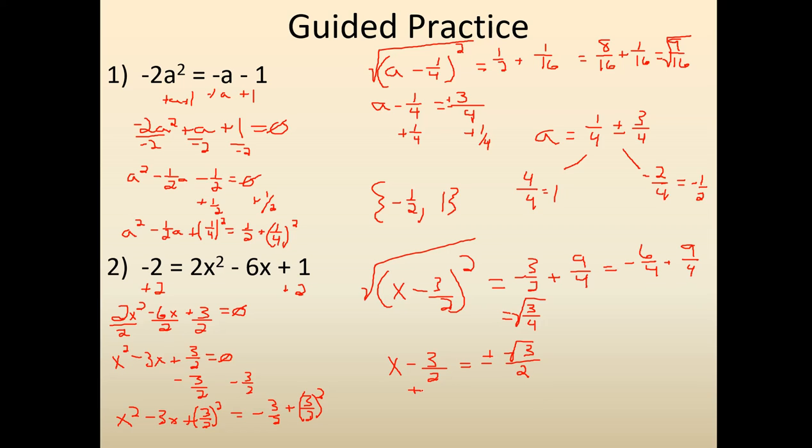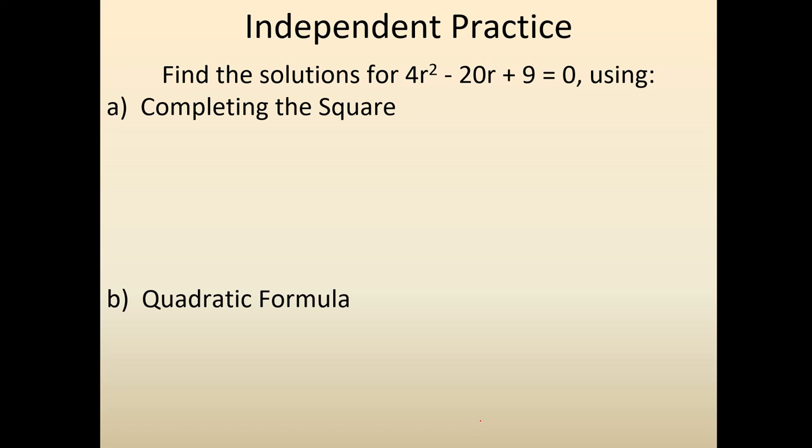From here, I can now add the 3 halves over to the other side. And my solution set will end up being 3 halves plus rad 3 over 2 and 3 halves minus rad 3 over 2. And that's pretty much it. Here's the next set. Pause the video, work it yourself, and we'll go over it in a second.